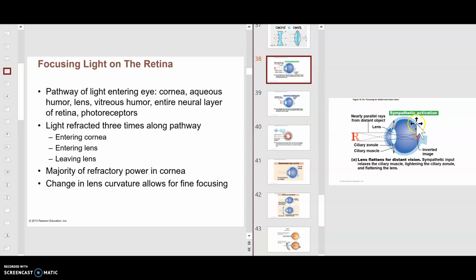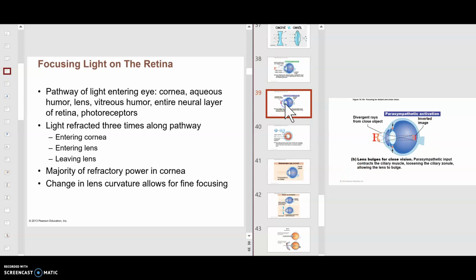We also mentioned that the sympathetic nervous system was the one producing norepinephrine that would cause the vision to be able to be seen far off. And the parasympathetic nervous system was the one to see close up because of certain changes that occur.